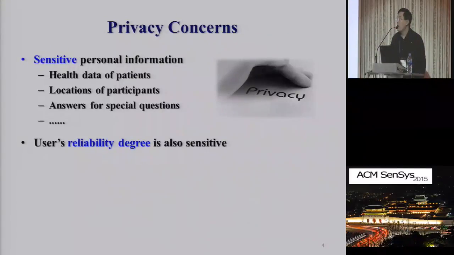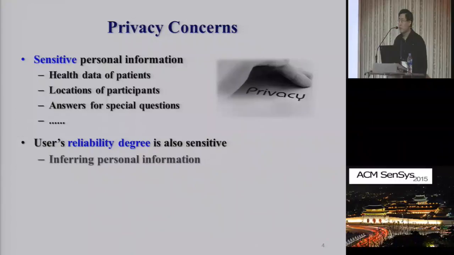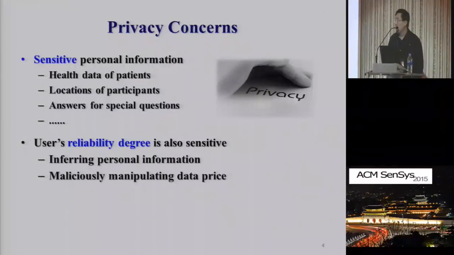On the other hand, the user's reliability degree is also sensitive information in many cases. First, we may be able to infer some personal information regarding the user from his reliability, such as the education level, the major, or even the age and the gender. And also, in some practical cloud sensing applications, the cloud server pays money to the users for their sensory data. And the price of the data is usually decided by the quality of the data. So if the users know the reliability level, they may be able to maliciously manipulate the data price.